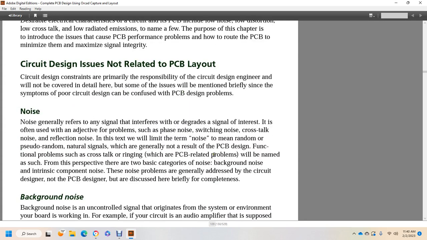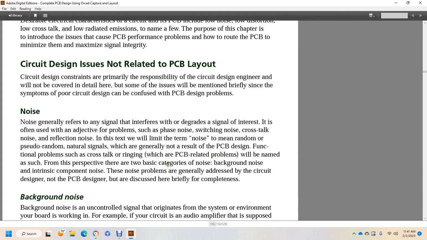Noise. Noise generally refers to any signal that interferes with the signal of interest. It is often qualified by its source, such as phase noise, switching noise, crosstalk noise, and reflection noise. In this text, we will limit the term noise to random, pseudo-random, natural signals, which are generally not a result of the PCB design. Problems such as crosstalk and ringing, which are PCB-related, will be named as such.